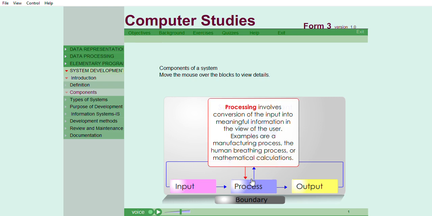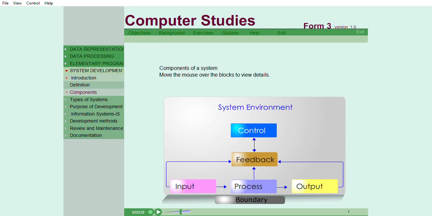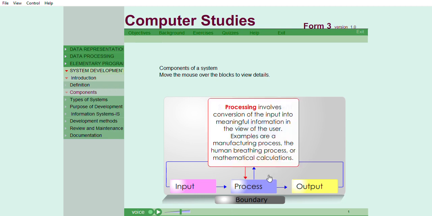Processing. It involves conversion of the input into meaningful information in the view of the user. Examples are a manufacturing process, the human breathing process, or mathematical calculation.